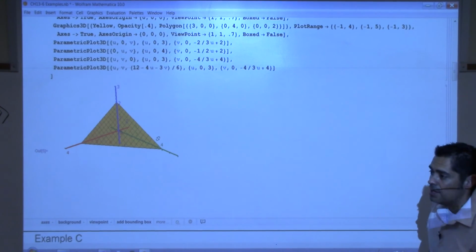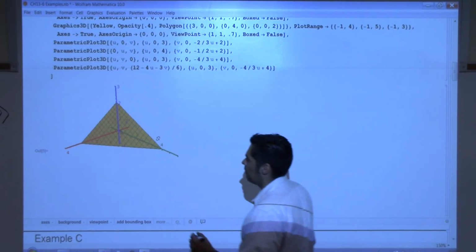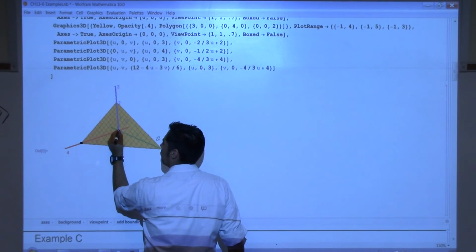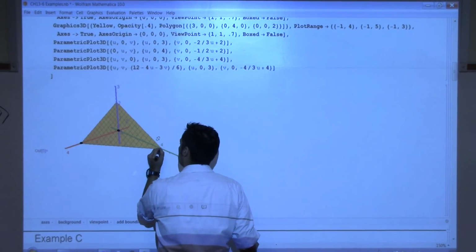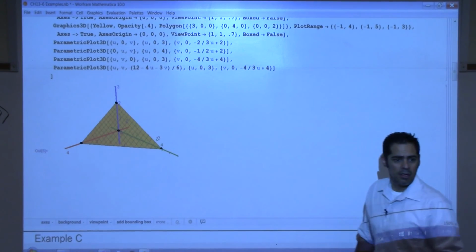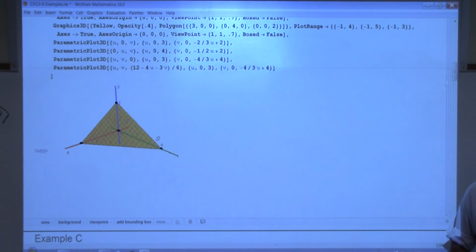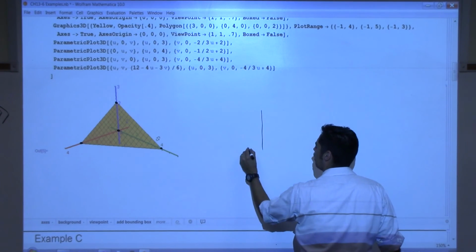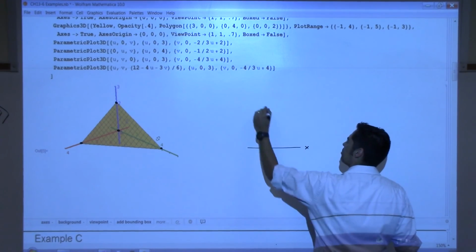So let's start with the easy surfaces first. Well, you tell me, which one do you want to start with? The base of this tetrahedron, which that surface lives in the xy plane. Agreed? The base of that tetrahedron. So I'm going to draw my xy plane like we normally look at it. Here's x, here's y.